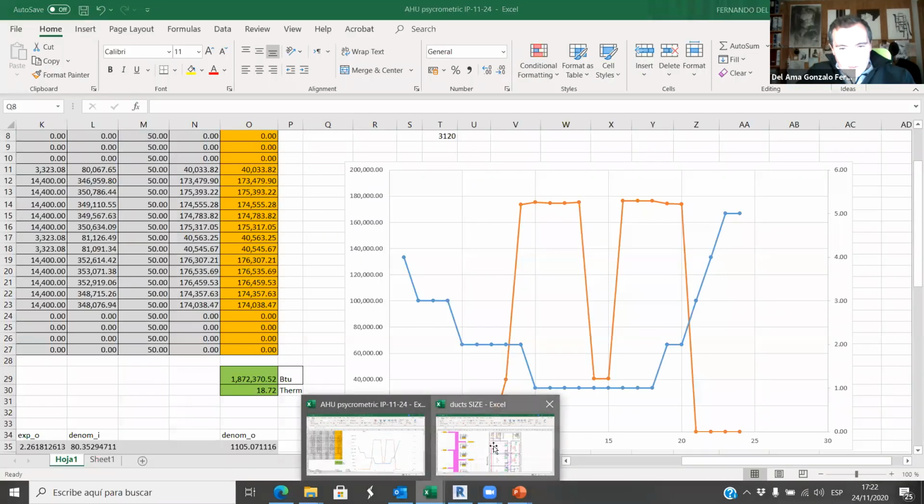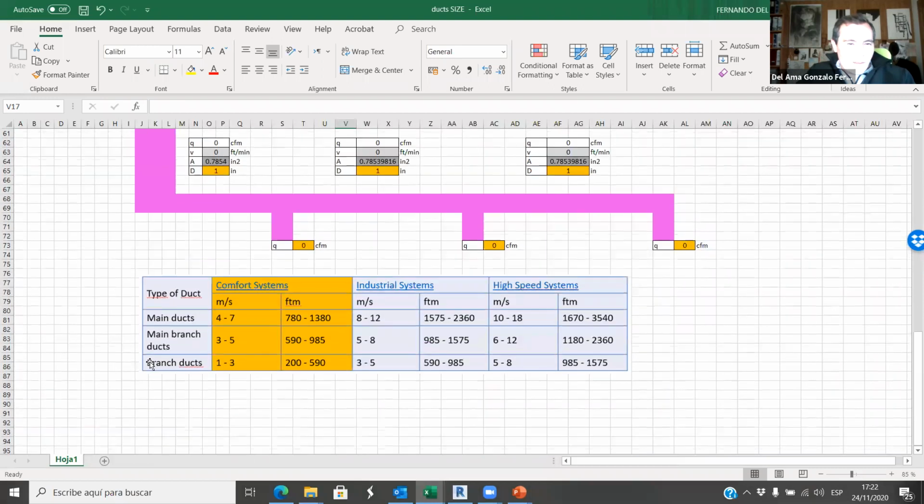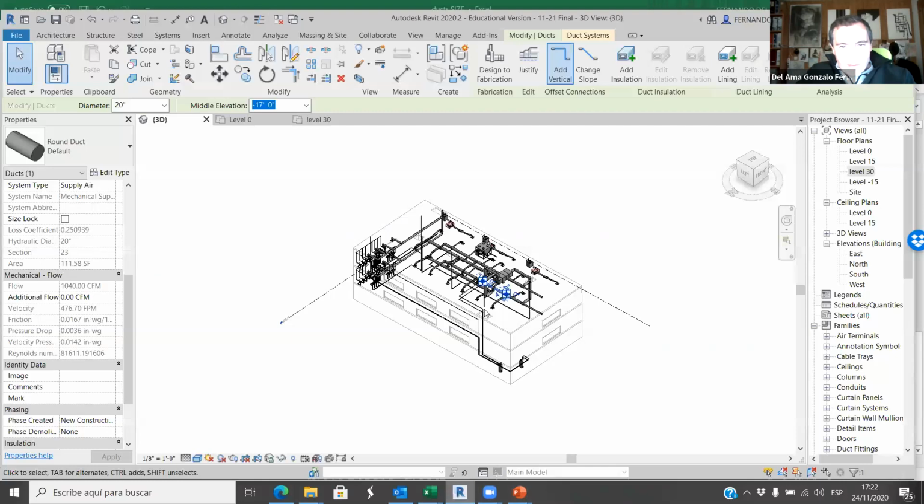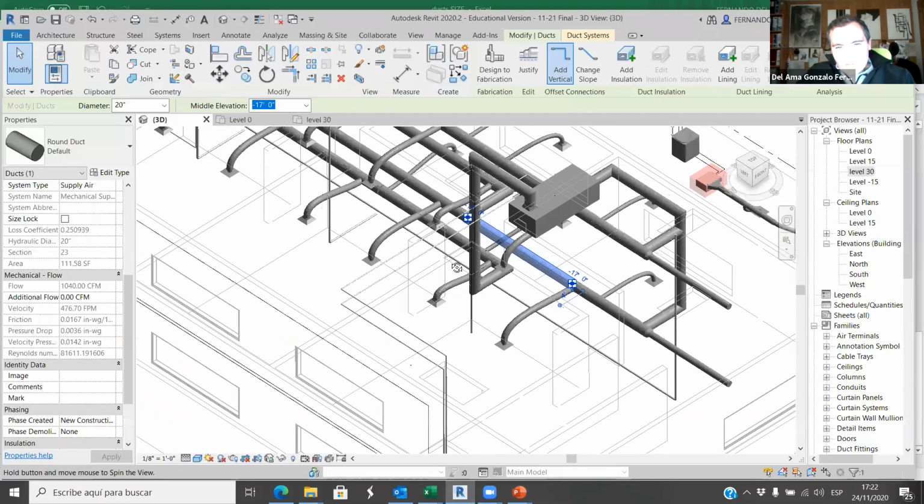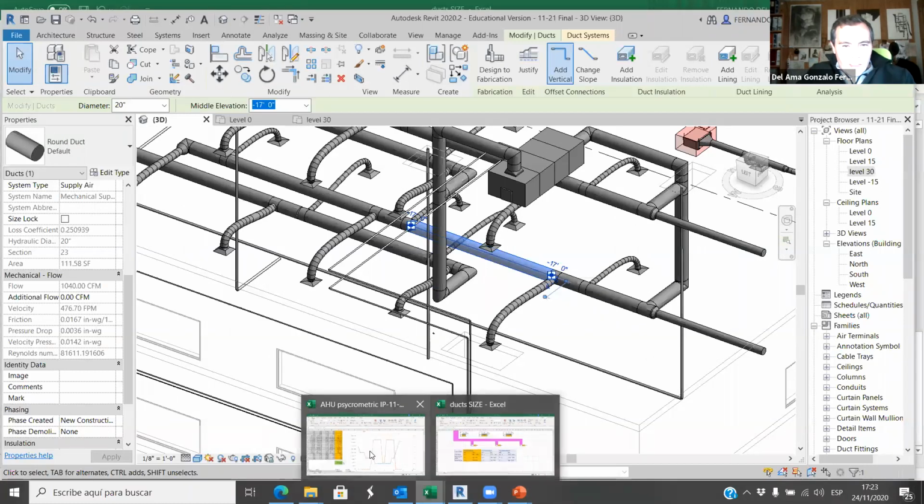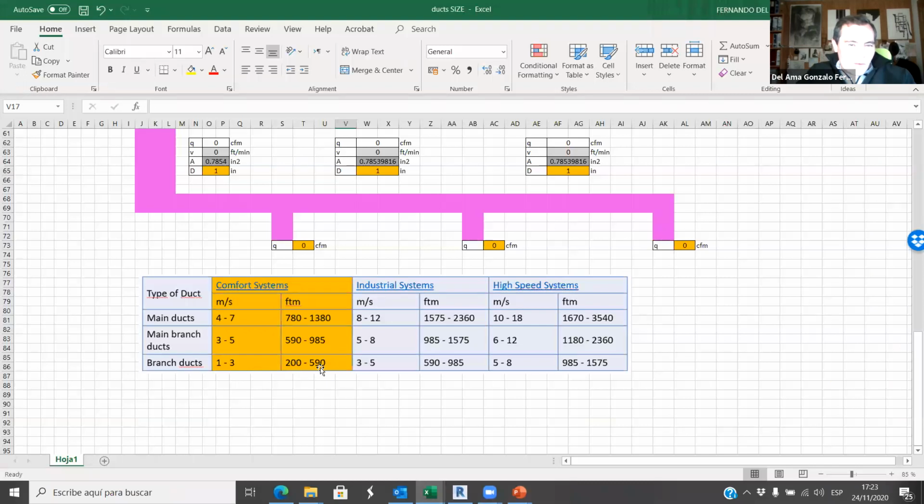If you remember this table, these are branch ducts, okay, because they are in contact with rooms. We have main ducts for the one that is coming out of the air handling unit, and the main branch duct can be the vertical one. Okay, but inside the room, and those elements are, well, they are inside the corridor, but I would say that those are branch ducts. Okay, so the speed or the velocity here should be from 200 to 600.